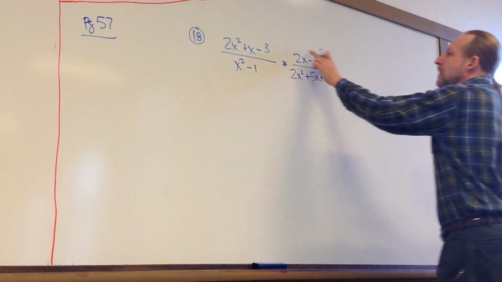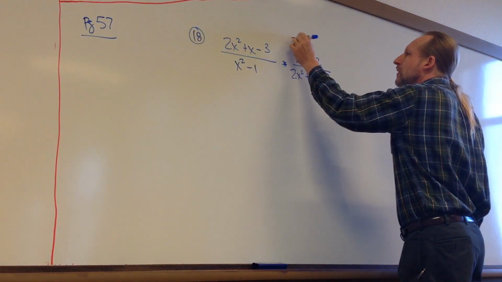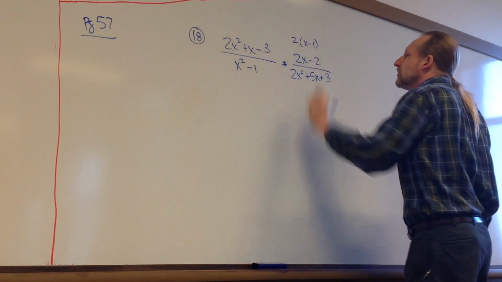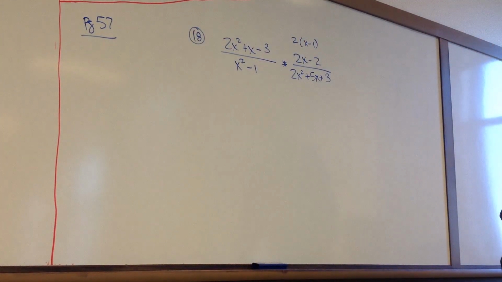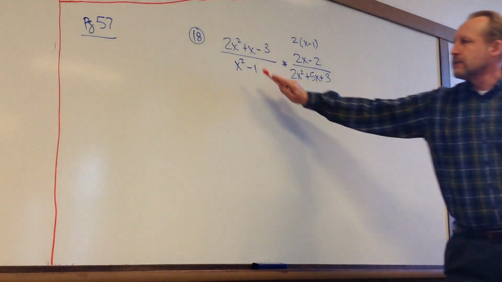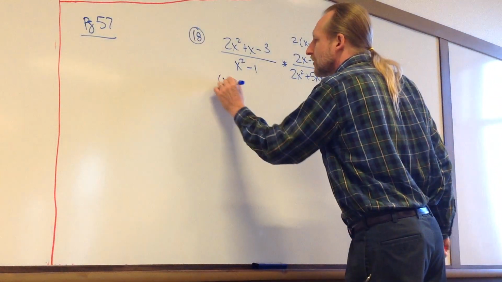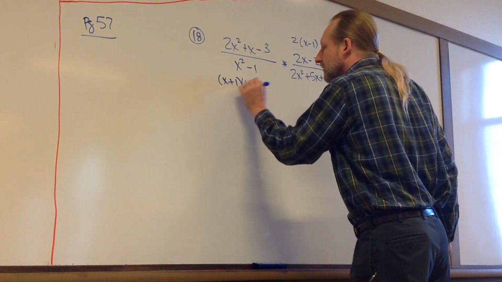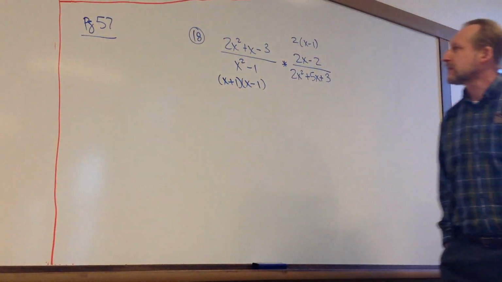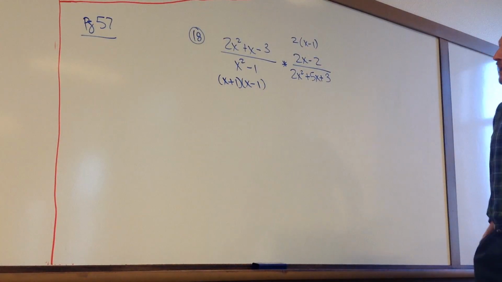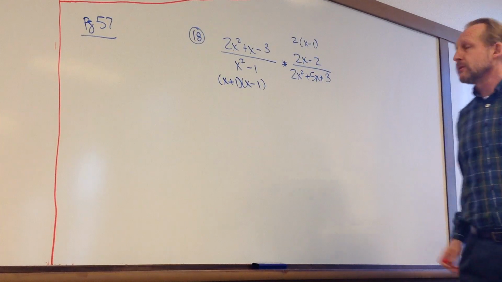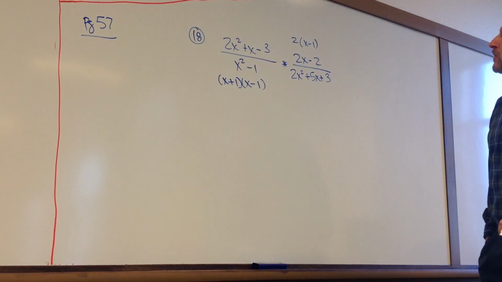So here, 2x minus 2, you've got a common factor of 2. After you factor it out, you'll be left with x minus 1. Over here, this is a difference of squares, and this factors as x plus 1 times x minus 1. And right away, if you wanted to cancel out these x minus 1s, you could. There's nothing wrong with that.